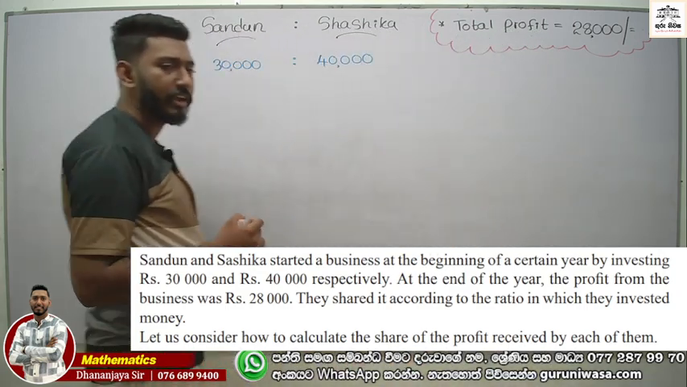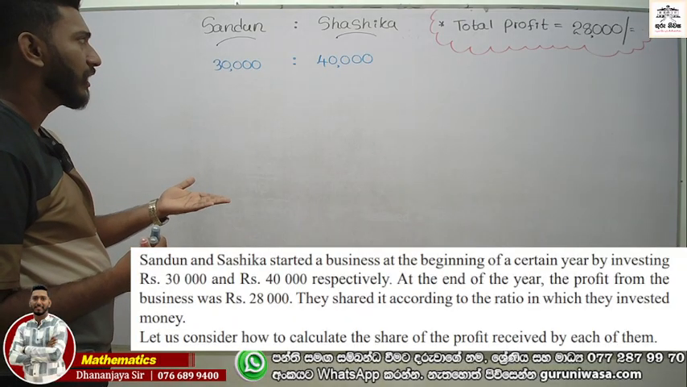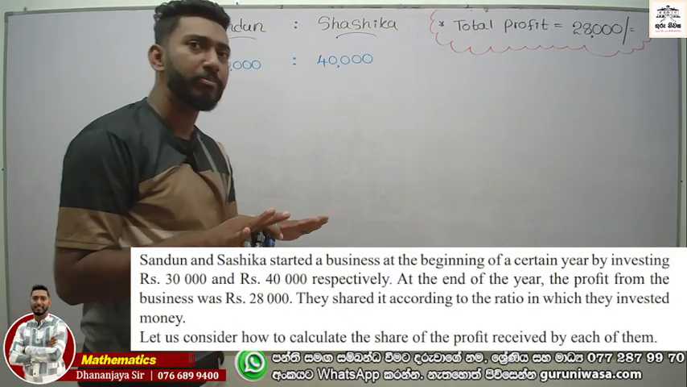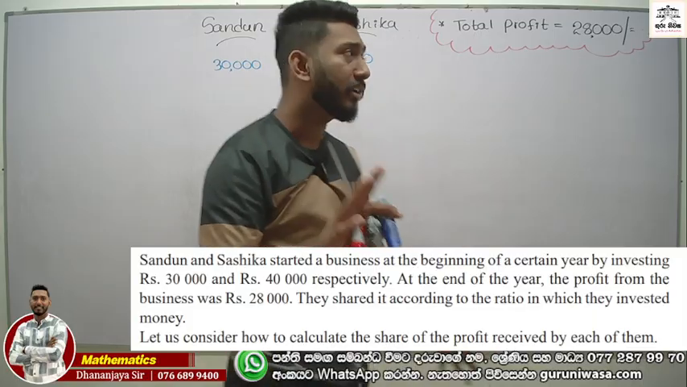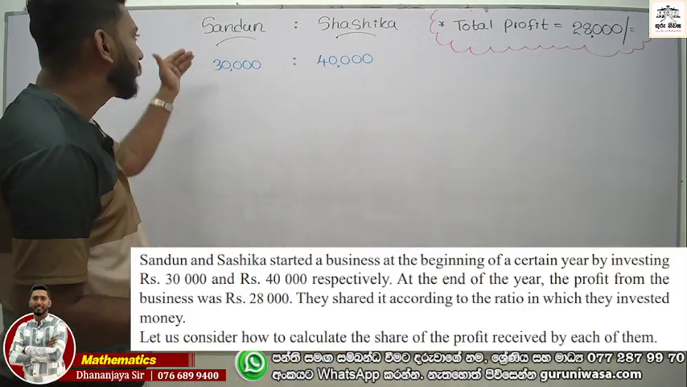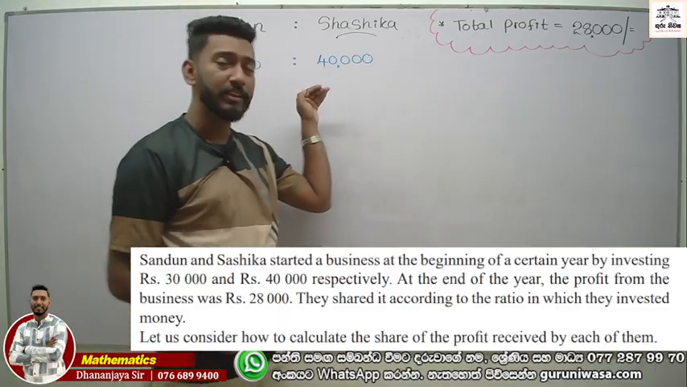Now we have to divide it into two portions, right? Sandun and Shashika. Now they invested in the same period. Same period, but Sandun invested 30,000 and Shashika invested 40,000.